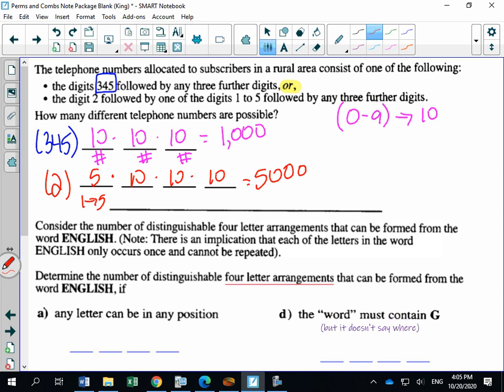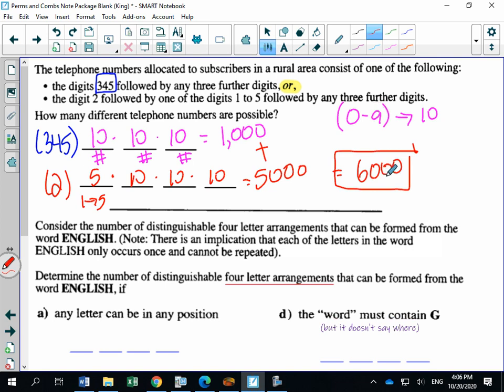And then if they said that assigning a phone number, it's this or this, what we would do is we would add, and we would have a total of 6,000 total different telephone numbers possible. So 1,000 this way, 5,000 this way. So this or this would give us 6,000.